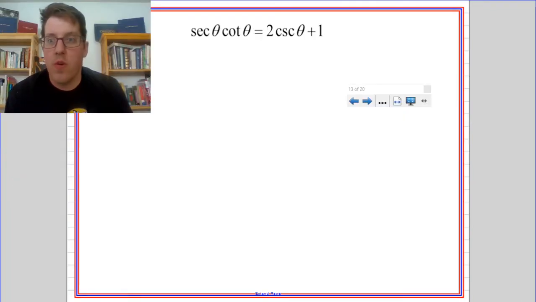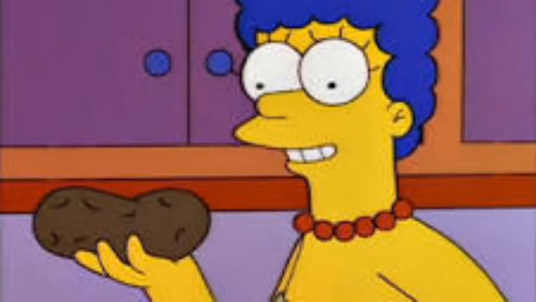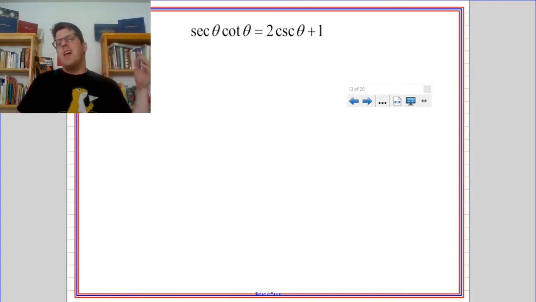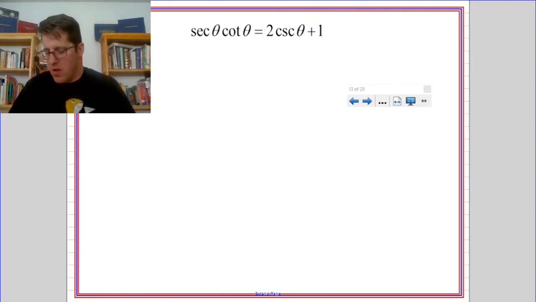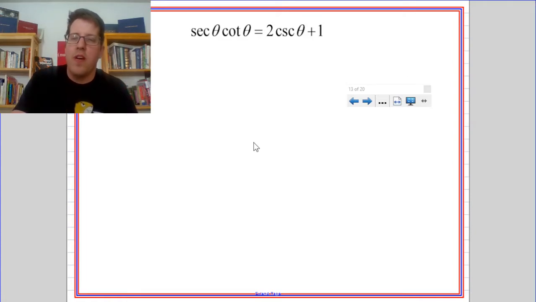Alright, so in this video we are just going to take a look at one equation. I think you'll think it's pretty neat. The secant of theta times the cotangent of theta equals 2 times the cosecant of theta plus 1. Well, that's way more complicated than anything we've looked at so far, so what's going on there?